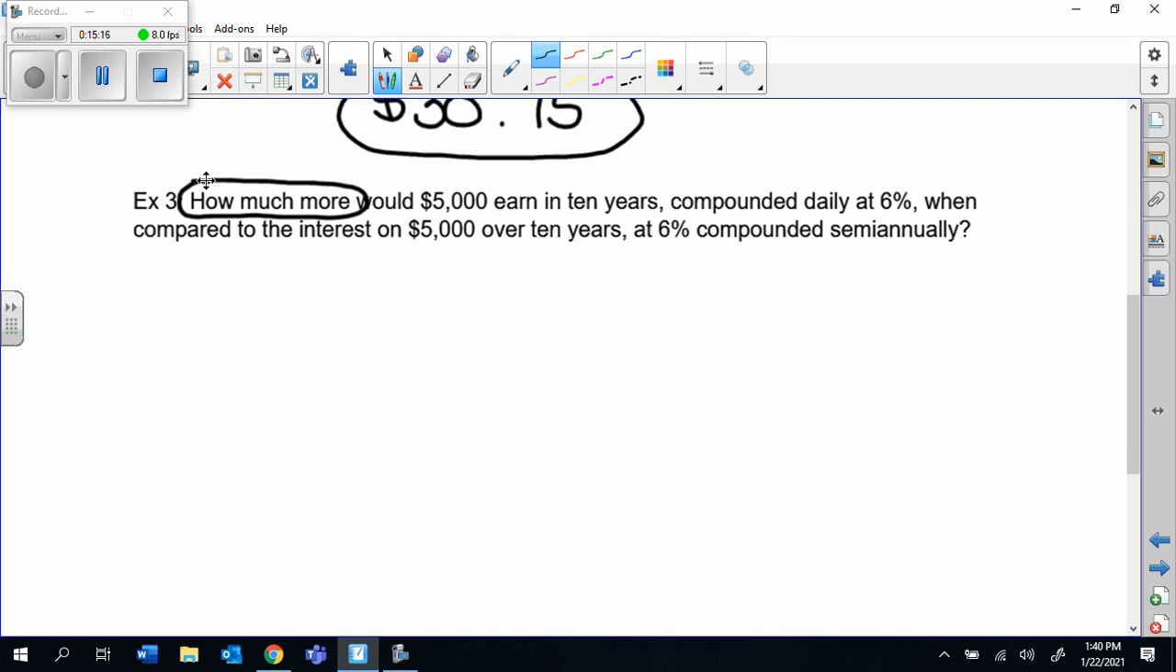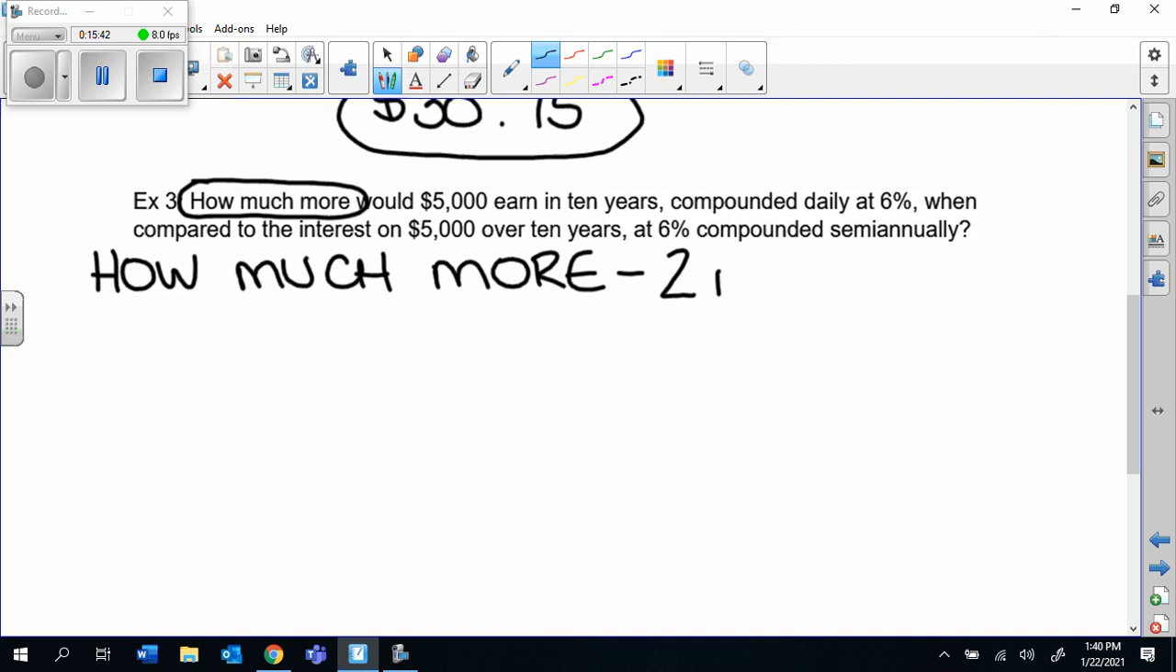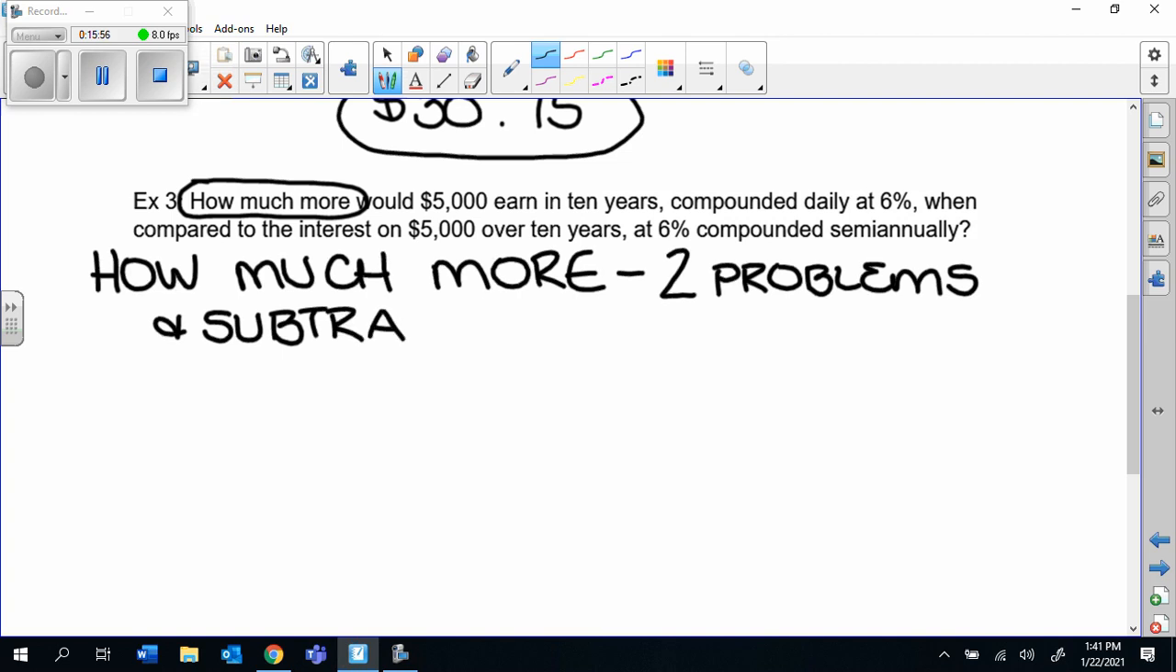That kind of math we tend to be really good at. It tends to make logical sense to us because we save, we compare, we do things like that for the things we want. Money is typically a motivator and it's important to us. When you see the words, how much more, you need to get two answers and subtract them. So you're going to do two problems in one. Bonus for you. And subtract the answers.